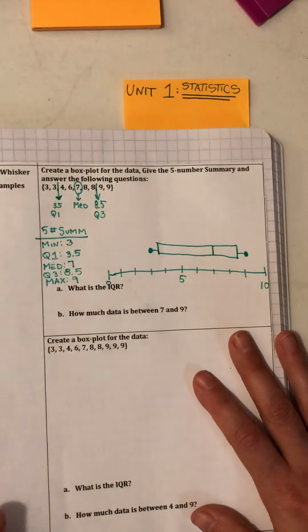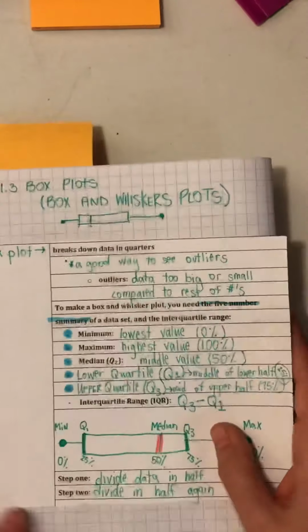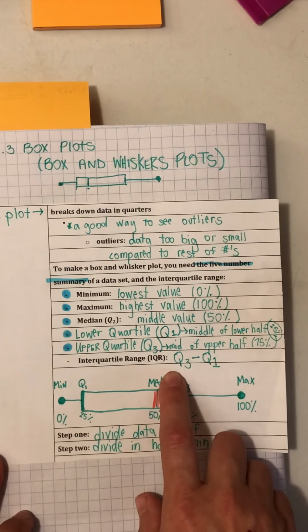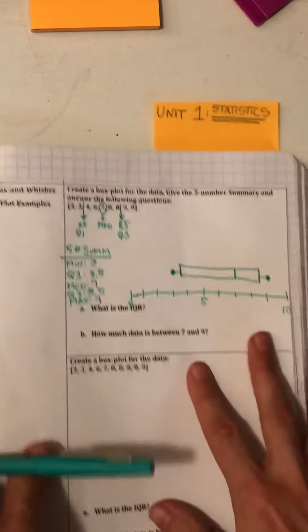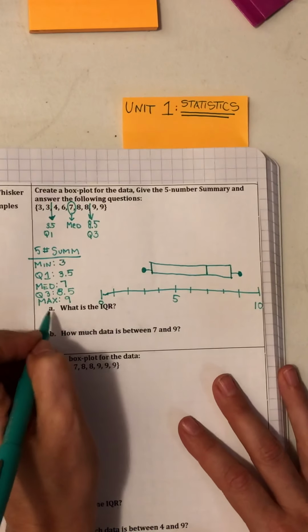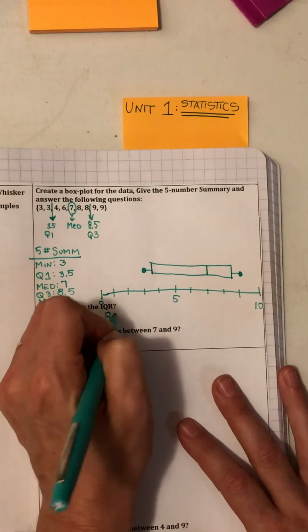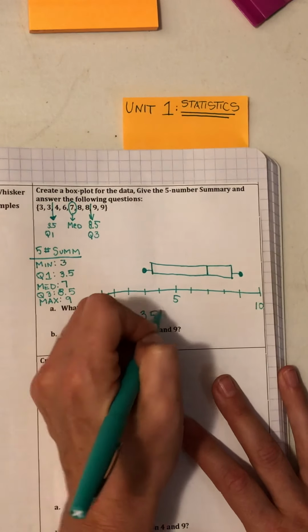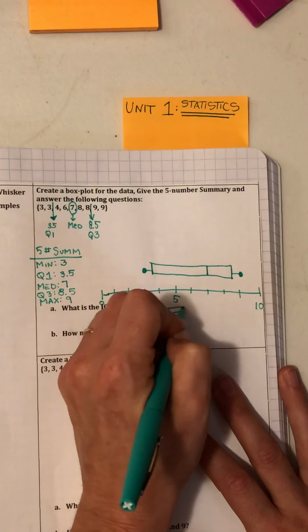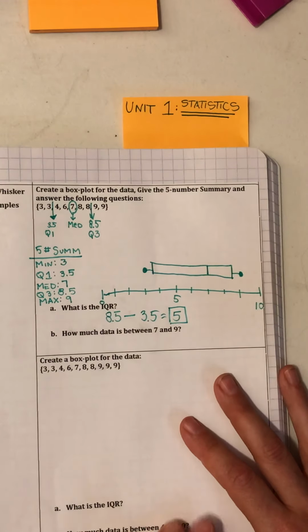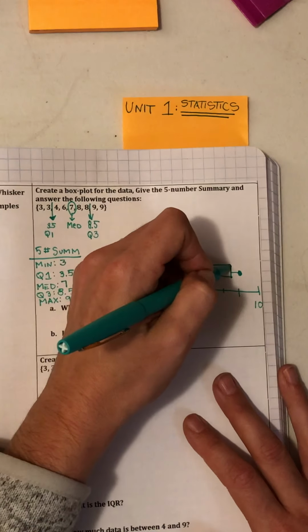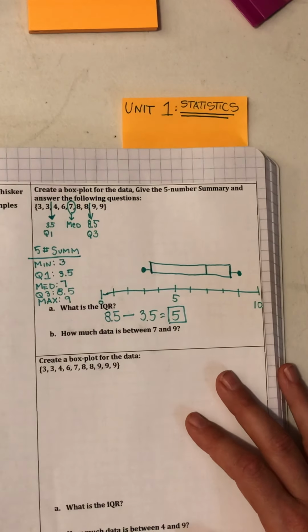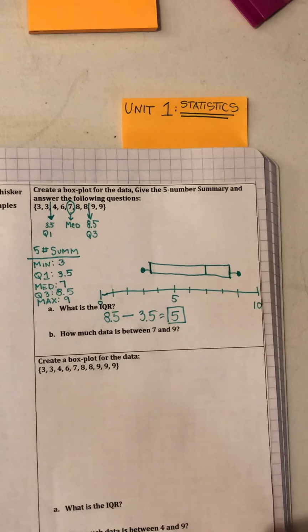Okay, what's the IQR? So I'm gonna look back at my notes, and Miss Taylor just told me that the IQR is Q3 take away Q1. All right. So Q3 is 8.5. Take away Q1, which is 3.5. So that's 5. That's our interquartile range. And so if I check from here to here, that's 5 spaces, not necessarily 5 points of data.